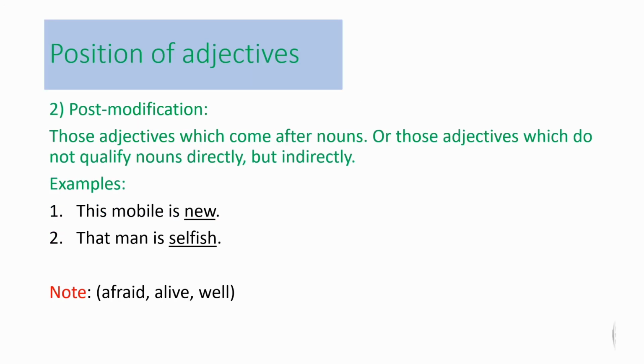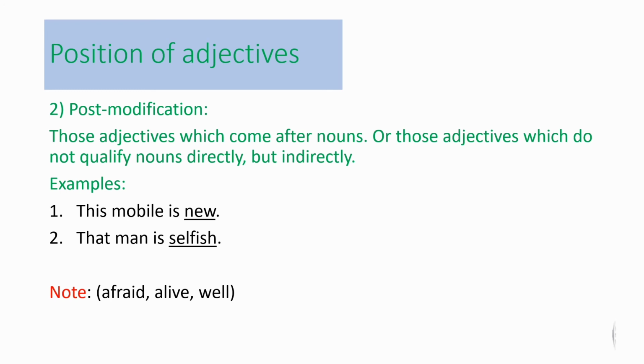Now coming to the second position of adjectives, which is post-modification. Those adjectives which come after nouns, or those adjectives which do not qualify a noun directly but indirectly. For example, this mobile is new. So new here is an adjective and the position of this adjective is post-modification because new comes after the noun mobile, and new does not qualify the noun mobile directly.